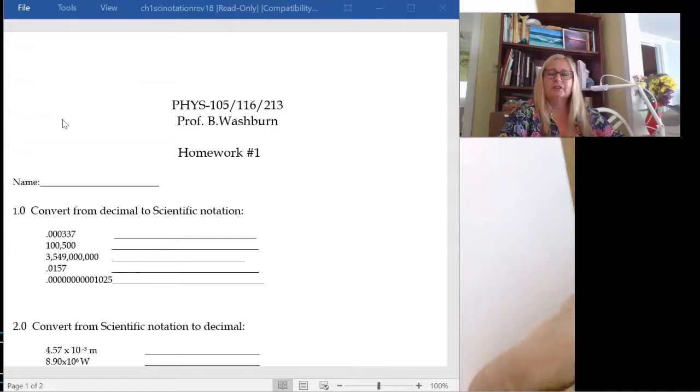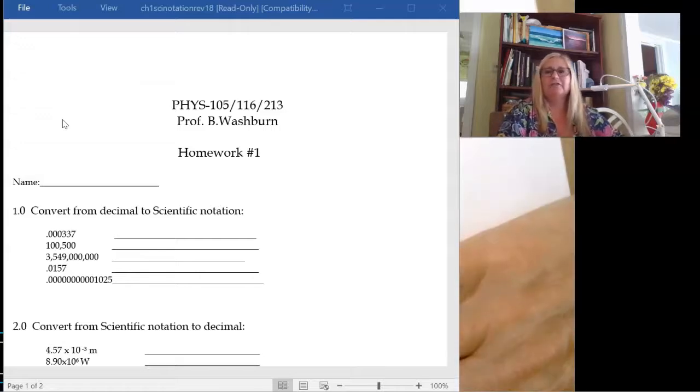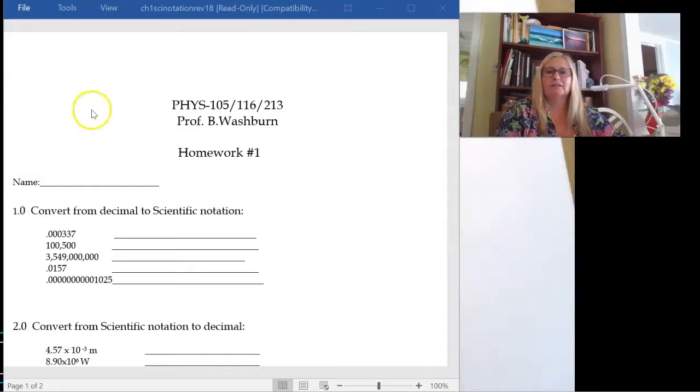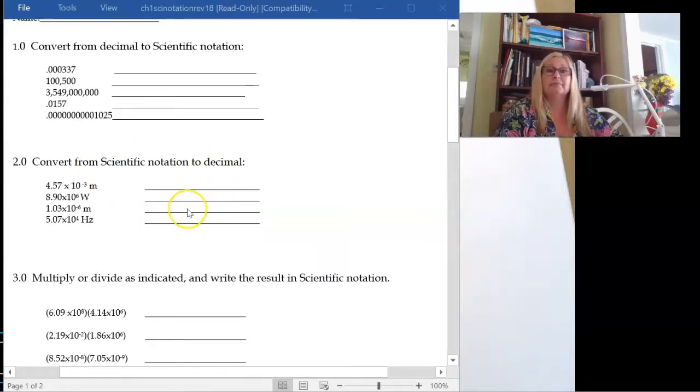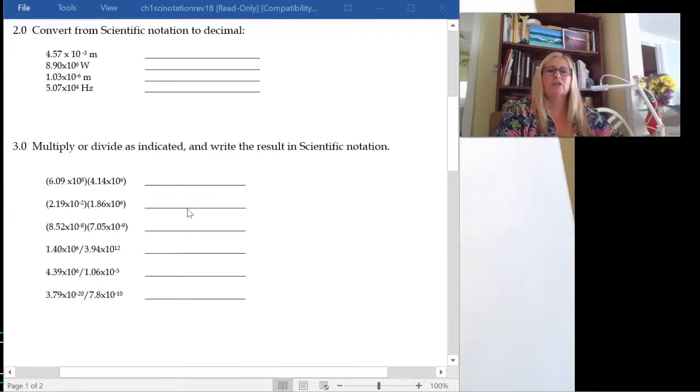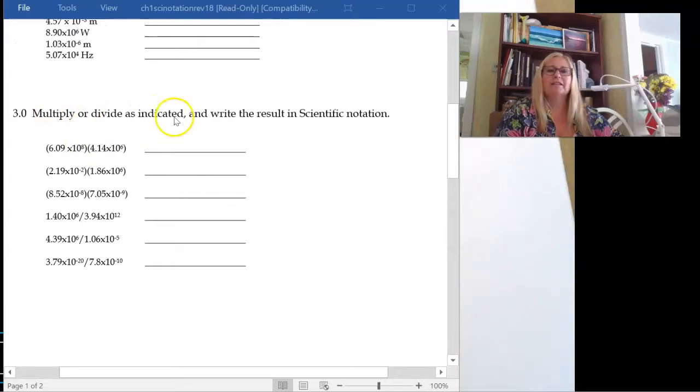This is a lecture on week 1 math review, and it's really for your homework assignment, homework 1. This is for Physics 105 and 213 and 116. So the first thing of your homework problem, if you look, I have your handout here. You convert decimal to scientific. We've already gone over that. Scientific to decimal, we went over that in the first video. The next thing I want to do is just go over multiply and divide. The first 3 are multiplying, and the last 3 problems are divide.